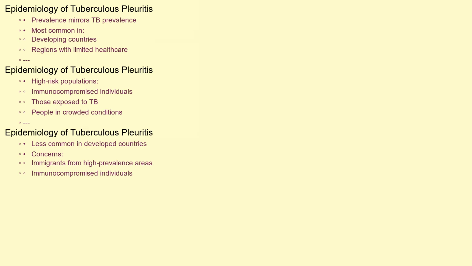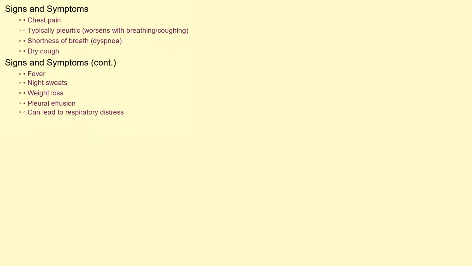Regarding epidemiology, tuberculous pleuritis is most prevalent in regions where tuberculosis itself is common. These areas often include developing countries and regions with limited access to healthcare. Populations at higher risk include individuals with compromised immune systems, those who have been exposed to TB, and people living in crowded conditions. Though less common in developed countries, it remains a concern, especially among immigrants from high-prevalence areas and immunocompromised individuals.